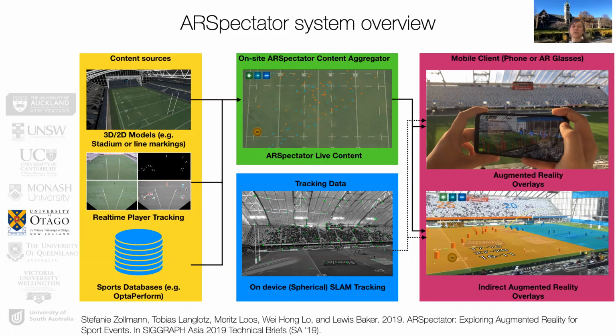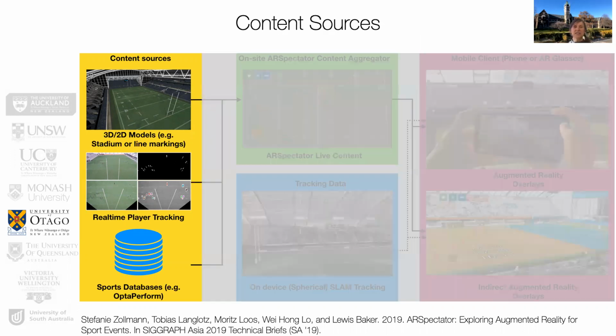And what we now need to do in an AR context, where you have this experience on a mobile phone or a head-worn display, is bring all these different aspects together in one system, where the mobile phones or the on-site users can connect, for instance, to the content creation system and get their personal broadcast experience. So this is the overview of our system, and it starts with a couple of different content sources.